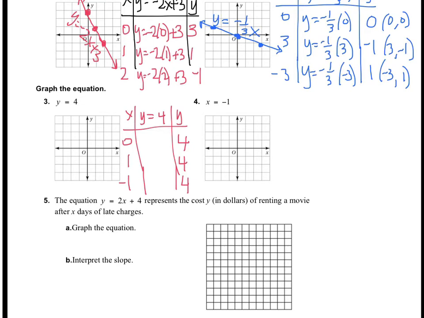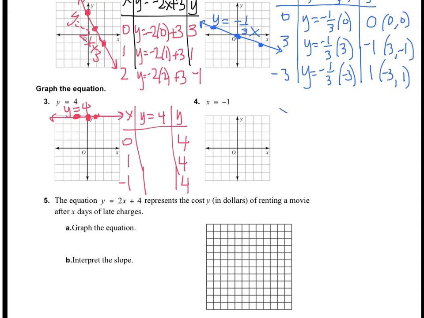So I'm plotting the point 0, 4, 1, 4, and negative 1, 4. Hopefully you see that that creates a horizontal line, and you put the equation on it. Now, some of you are making horizontal lines for other equations. The only time you have a horizontal is when it says y equals a number. All right, let's go to the next one.